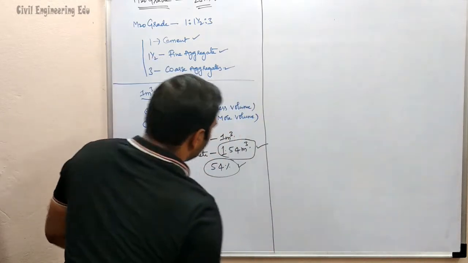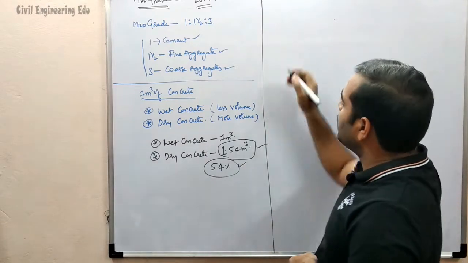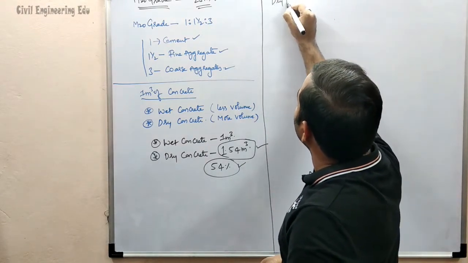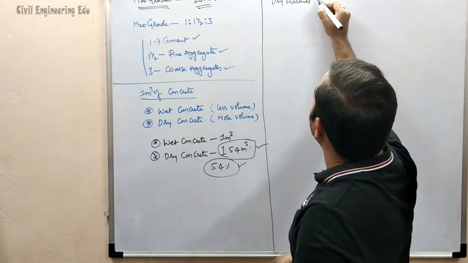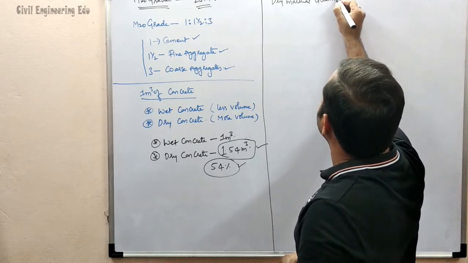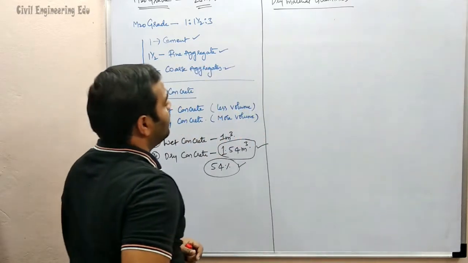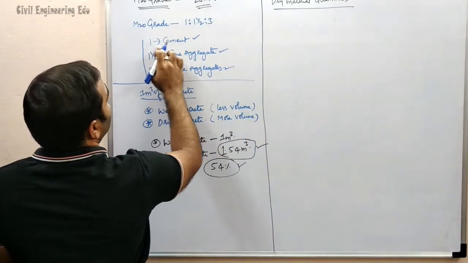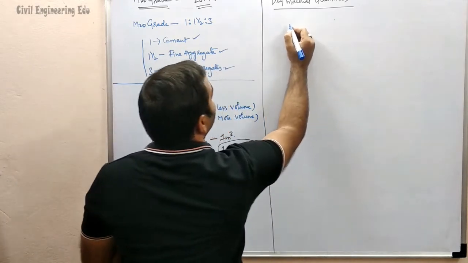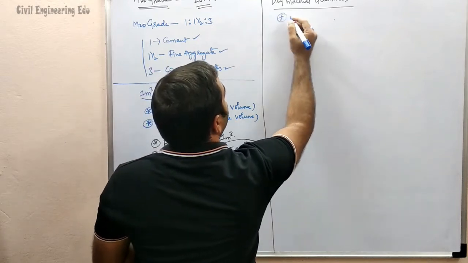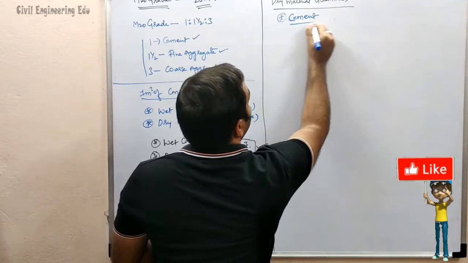So let us see how to calculate the materials. In case of dry, we need to calculate the material only based on dry concept. So here, dry material quantities. How we will calculate? So here you can see first one is cement, second one is fine aggregate, third one is coarse aggregate. First of all we will calculate for cement.